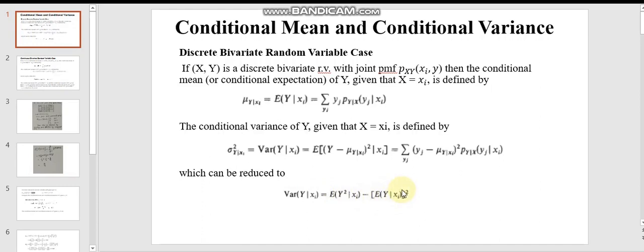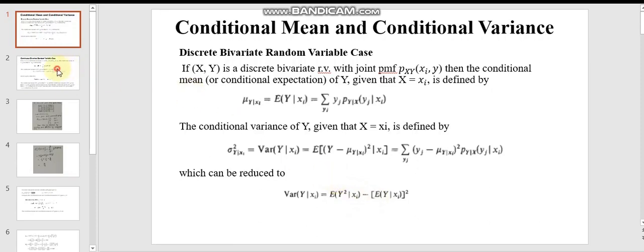If we want to find the conditional variance of random variable X, now what we will do, we will replace Y with X and X with Y. In this case, we have given Y. Now here I will replace the y with x, here x will be replaced with y, and so on.